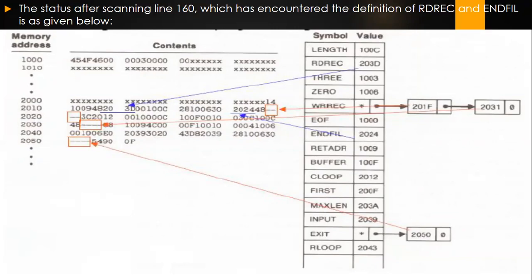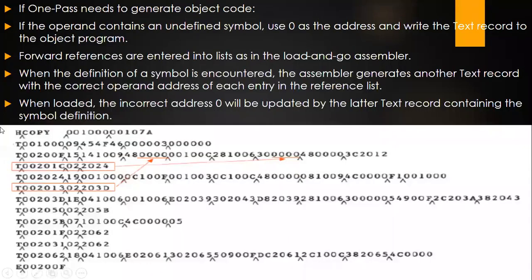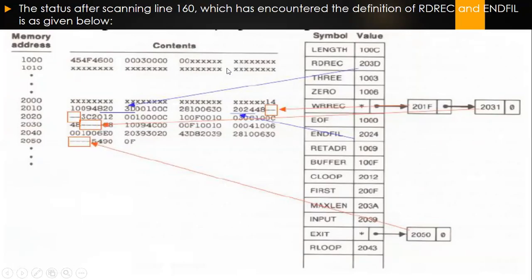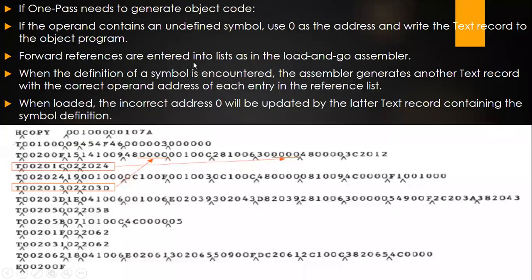So next, this is how we are doing with the load and go assembler. But here we are explaining the one pass assembler, the normal one. If a one pass assembler needs to generate the object code, and the operand contains an undefined symbol, use 0 as the address and write the text record to the object program. See here, this is the place, and here is also a place. Here we have a forward reference, but we don't know its value, so simply we place zeros over there.